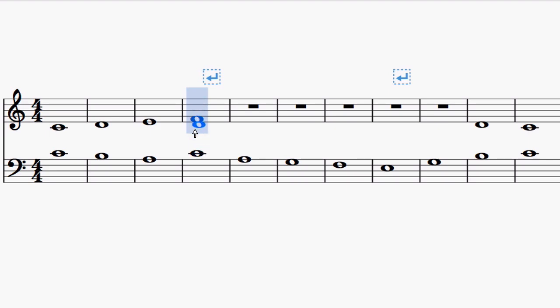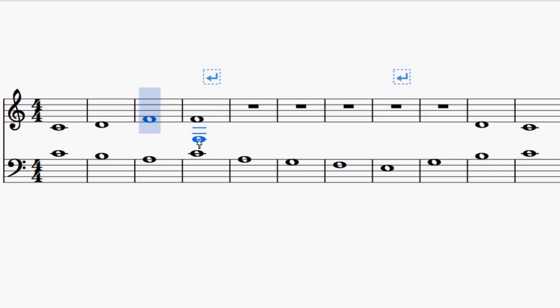Here I'd land on a fourth, and this would be similar motion, because this one is going up by a skip, and this one's going up by a step. So it's similar motion. I'm going from a fifth to a fourth, which is not good. That's not exactly a parallel, but if we inverted this, it would be a parallel fifth. So that could get us into some trouble.